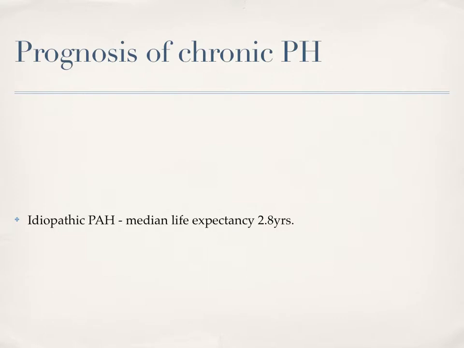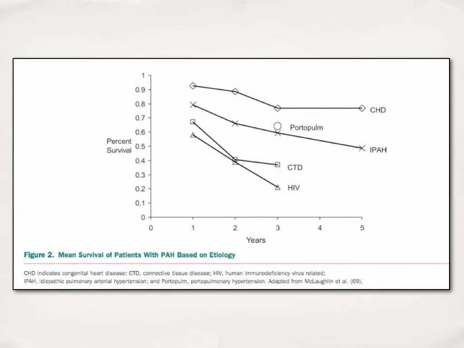The prognosis of chronic pulmonary hypertension is pretty bad, so that's why it's worth knowing about. Idiopathic pulmonary arterial hypertension has a median life expectancy of 2.8 years. And if you look here, some of those different mechanisms, the idiopathic one is about 50% survival at 5 years.